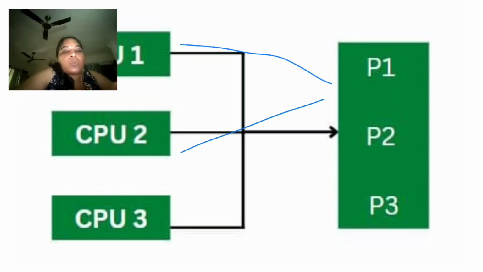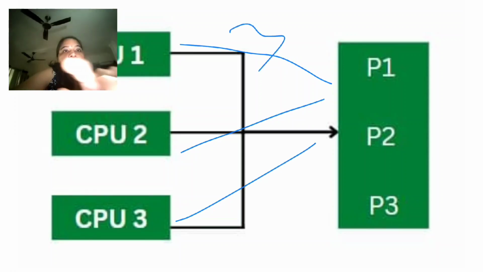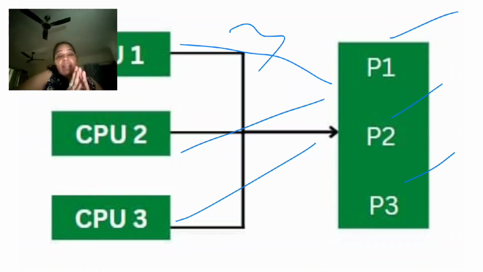CPU1 and CPU2, CPU3. The three processors we are going to use to execute program 1, program 2, program 3 parallelly, without interacting with or disturbing each other. So that is the main benefit of multitask. Multitask means you are going to use separate processors to do your processes very quickly and effectively.